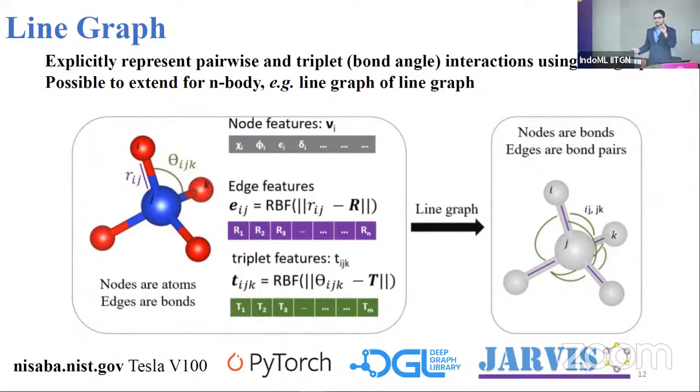Now, if you have a line graph of a line graph, that will give you the 4-body interaction or dihedral angle. Now, if you get a line graph of a line graph of a line graph, it's 5th order interaction. So mathematically, it's possible to capture nth body interaction in a graph network very efficiently. And we use this library from Amazon called DGL, Deep Graph Library, to achieve this. And we linked it with the JARVIS tools to convert atomic structure and get many-body representation in graph.